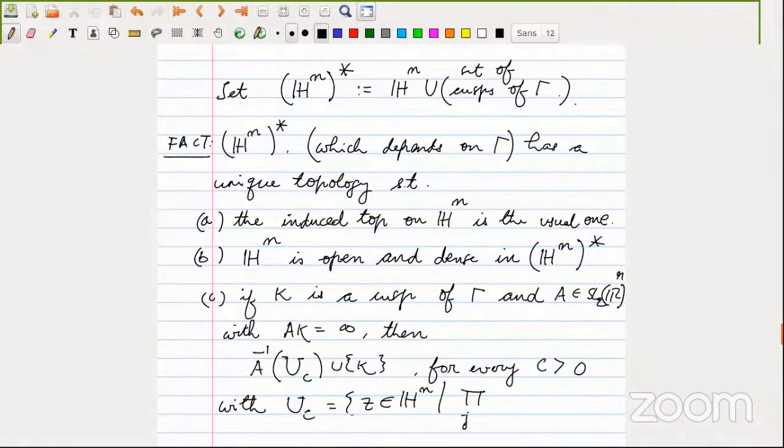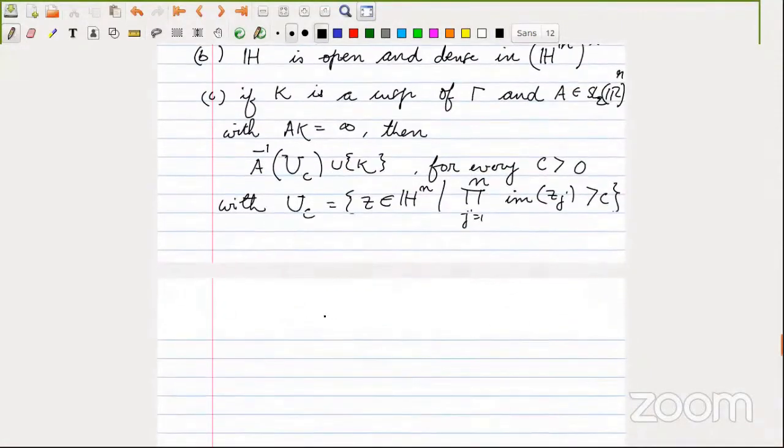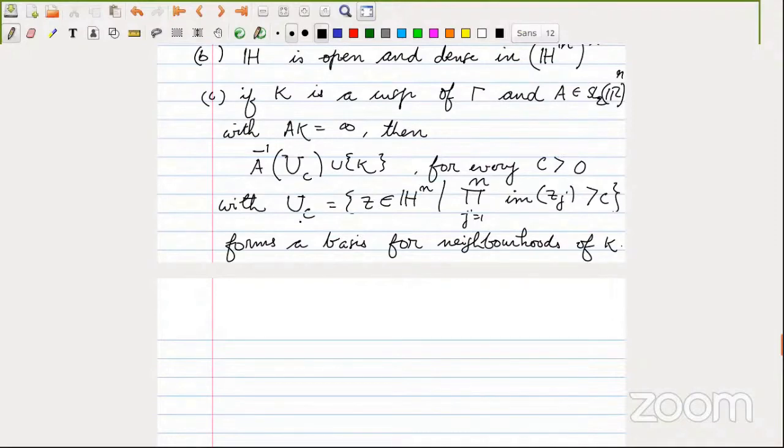So U_C is the set of z with j equals 1 to n, and the imaginary part of z_j is bigger than C. This forms a basis for neighborhoods of kappa. I'm taking a large open set called U_C, where the product of the imaginary parts is very big, bigger than C. It's the same thing as before, if I remember correctly.